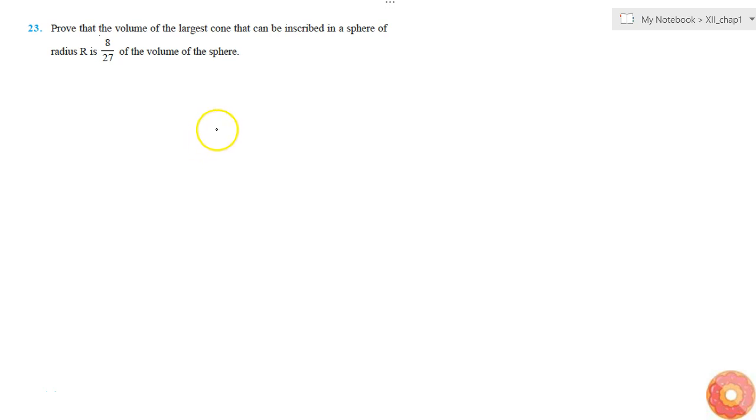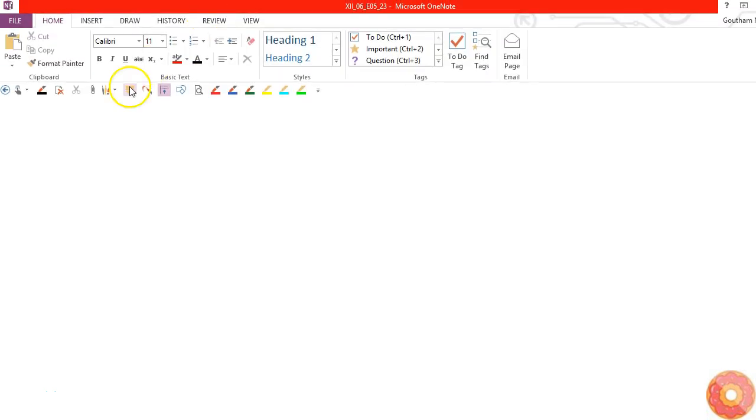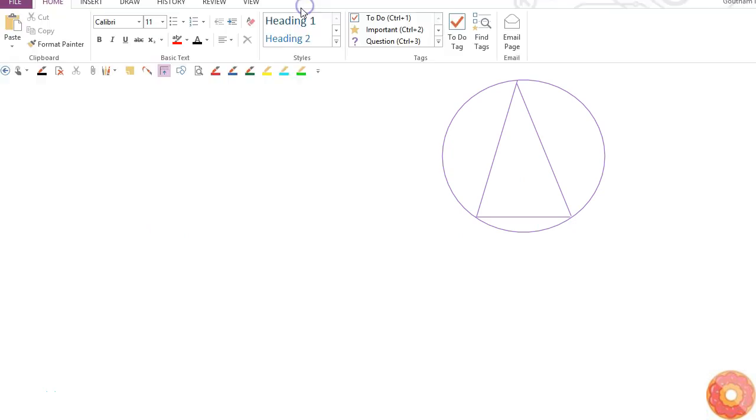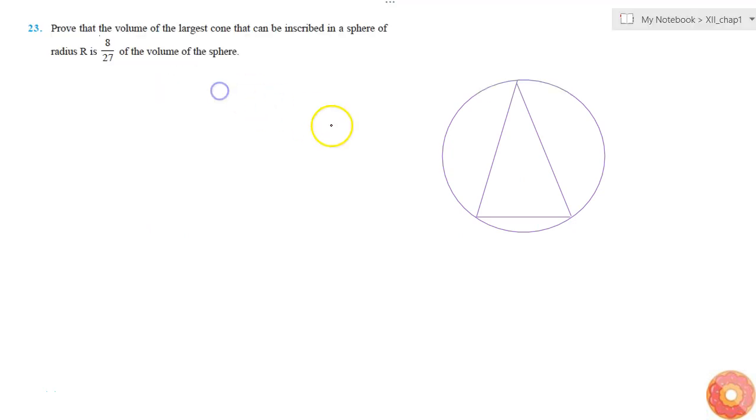So for this question, let's assume the 2D view of everything. If we take a 2D view, we'll get the image as this. This is what we will get. So now let's just say this is the center of the sphere, center of sphere O, and this is the height of the cone. So height of cone, instead of trying to know that, let's just try to see this.